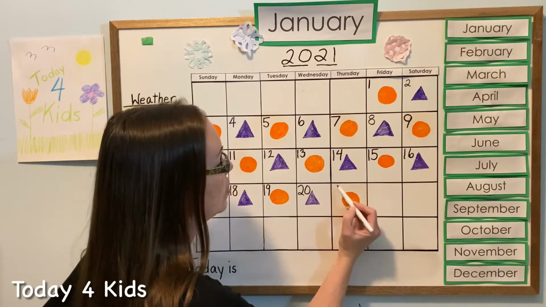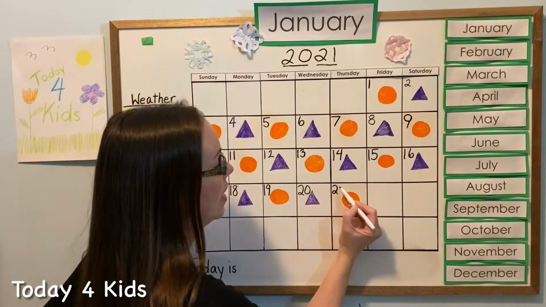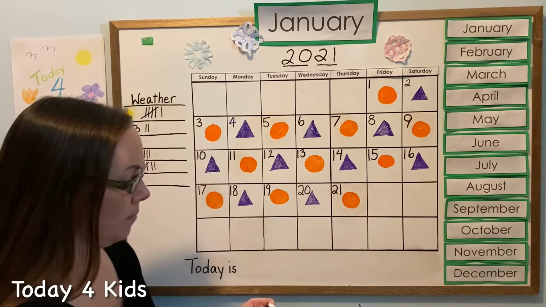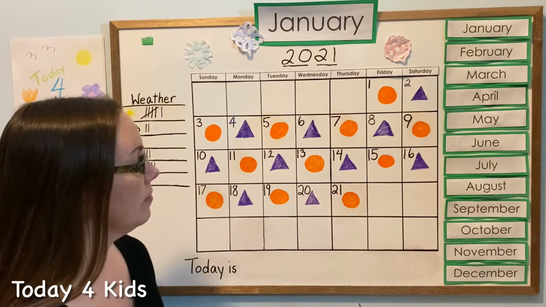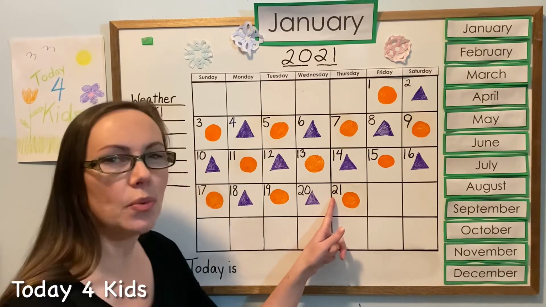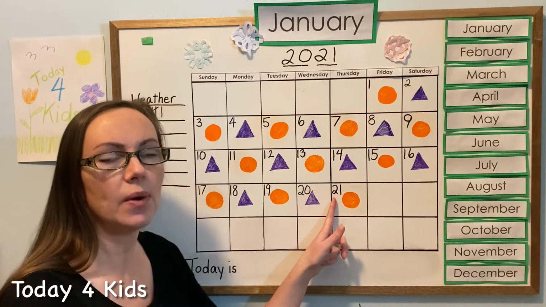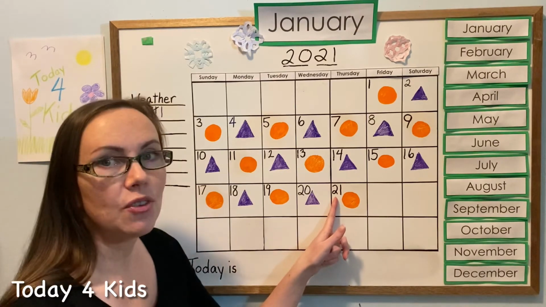So 21 is 2 digits, just like the 20, and it's a 2 and a 1. So we have 2 digits, a 2 and a 1, make 21. So today is the 21st. When we put our numbers in the calendar, we kind of change them a little bit. So we don't say 21, we say 21st. Now we need to figure out what day of the week it is.